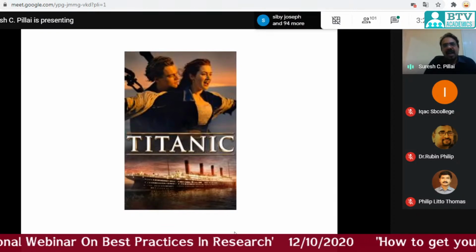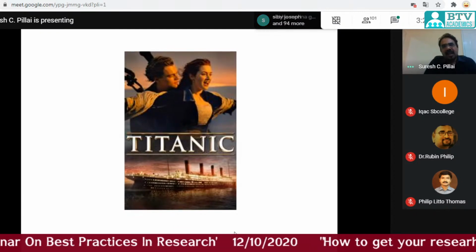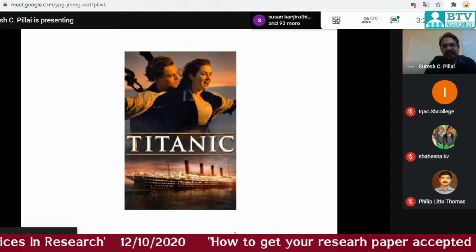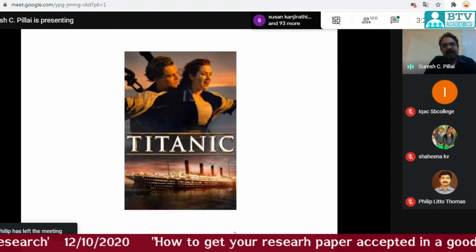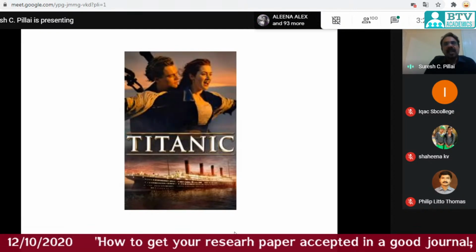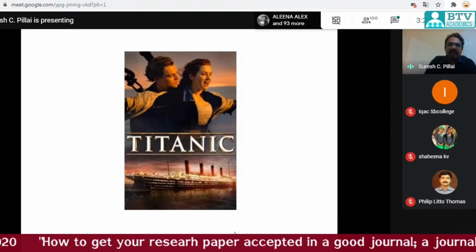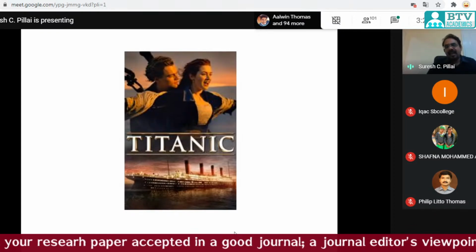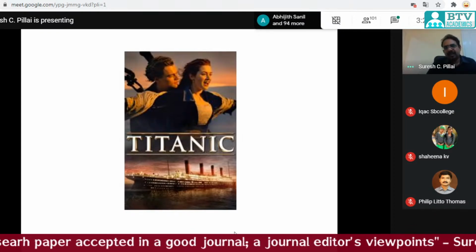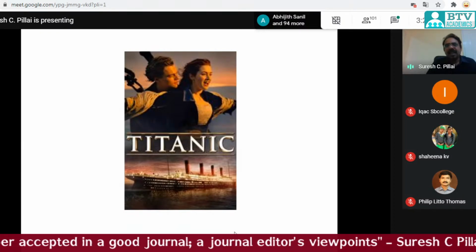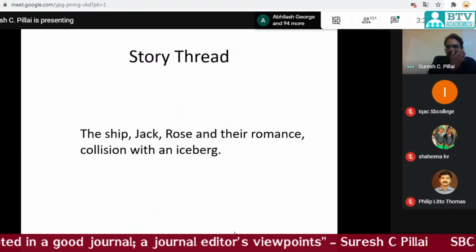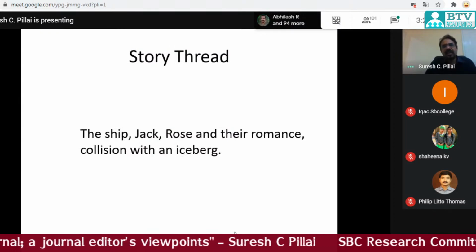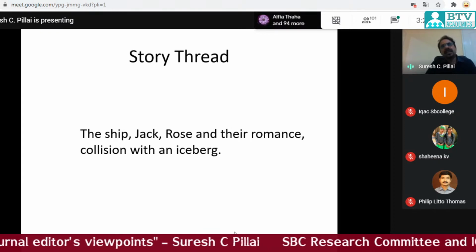And after that, what happened? A nice gentleman called Jack came over and saved her life. So this is the starting of, and you know what happened after that. So the ship travels over the sea and then it hits an iceberg. So that is the thread of the story. So the story thread is the ship, Jack, Rose, their romance, and collision with an iceberg.